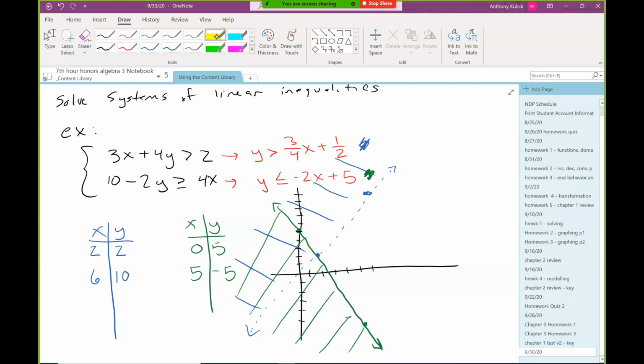So my solution set for this system of inequalities is the overlap in the shading. So it'd be like this region right there. And that's it. The picture is all we do.